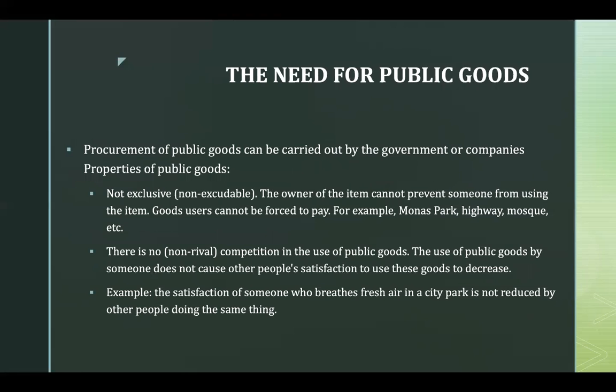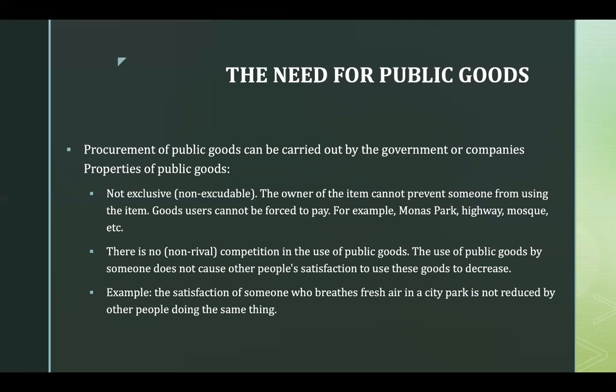Properties of public goods. First, I already mentioned that public goods are non-exclusive, or non-excludable. Non-excludable means that the owner of the item cannot prevent someone from using that item. Users cannot be forced to pay. For example, Monas Park in Jakarta, highways, mosques, and so on.